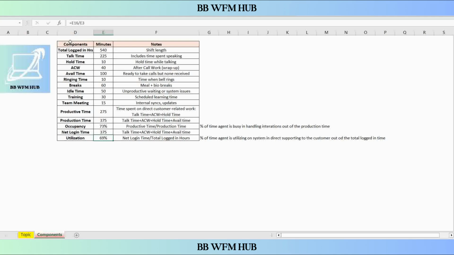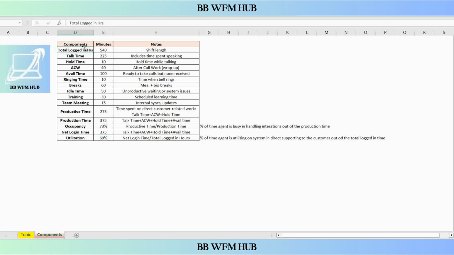Occupancy means the percentage of time an agent is spending on handling the interactions out of the production time. This is the occupancy. And now utilization. Utilization means the percentage of time the agent is utilizing on system in direct support of the customer out of the total logged-in time. So to better understand this, let's see with the examples.